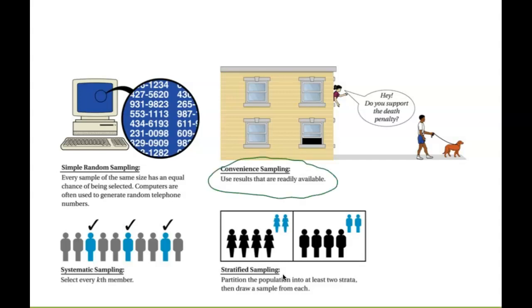Convenience sample, this is my favorite visual, especially the question. Hey, do you support the death penalty to a random person on the street? That's a convenience sample. Systematic, you take every Kth member. And then stratified, you partition the population into strata that you already believe differ on the subject that you're trying to study. So in this case, they're saying, okay, males and females differ on whatever they're trying to study. And then you go into those and you take a simple random sample from each strata and combine it to make your overall. All right.